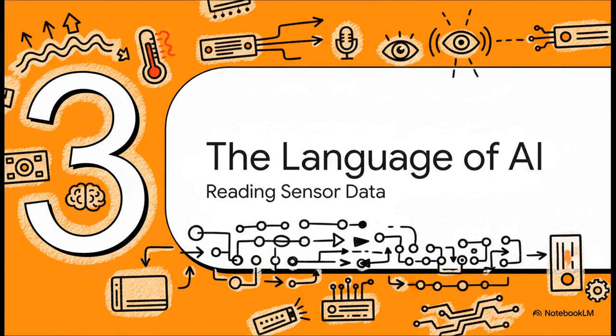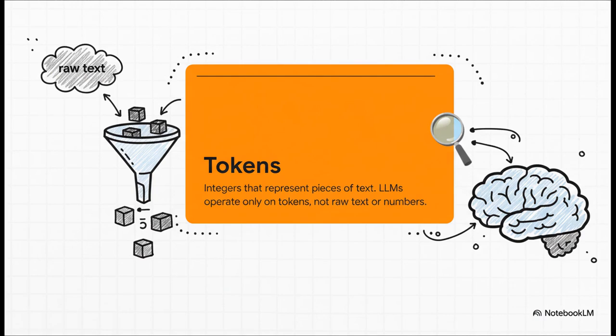Okay, but for an LLM to do all this magic, we have to teach it a brand new language, right? Because LLMs are trained on books and the internet. They don't come out of the box understanding temperature readings or motion detector signals. We have to teach them the language of sensors. And the absolute key to this new language is a concept called tokens. You have to get this.